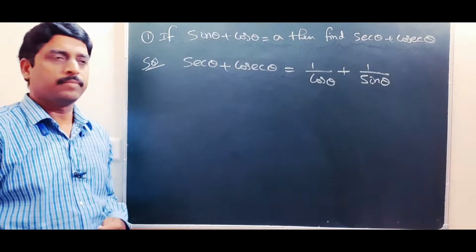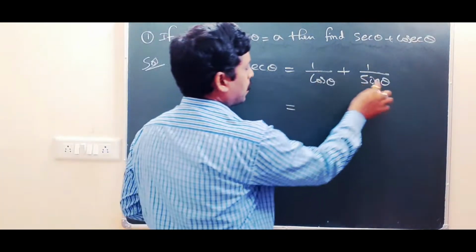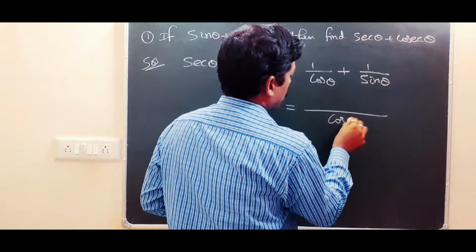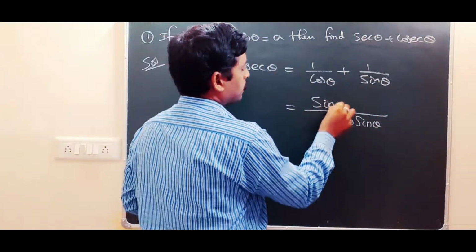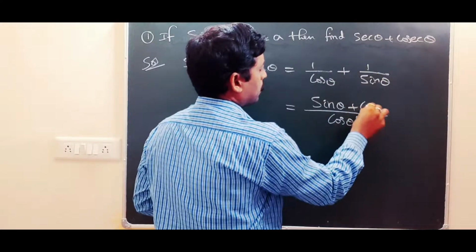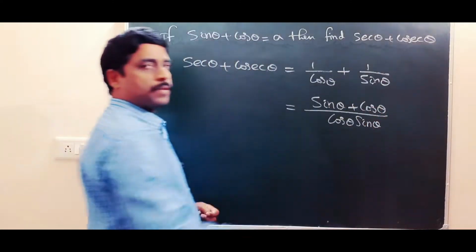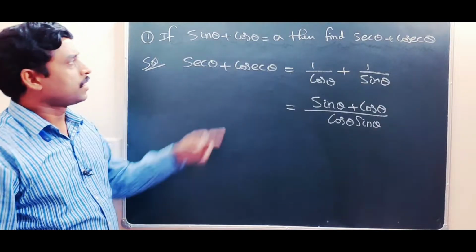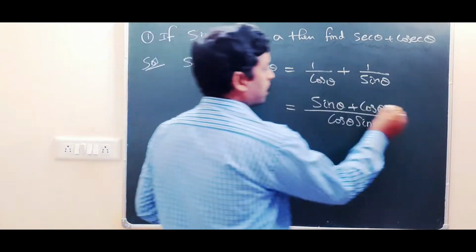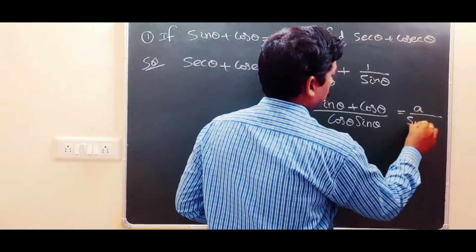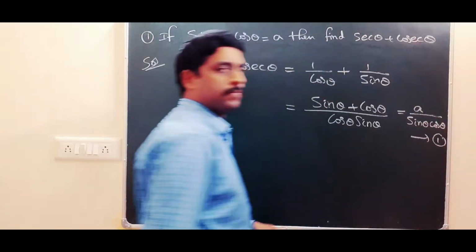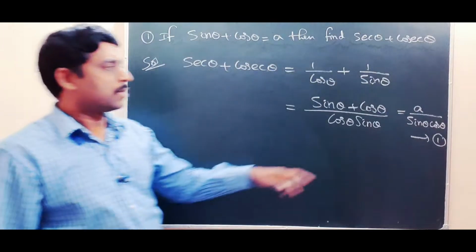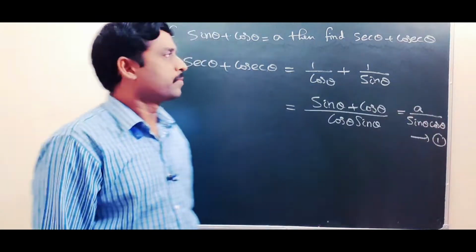Okay, let us do LCM. So what is the LCM? Cos theta into sin theta. It will be sin theta into 1 sin theta plus cos theta into 1 cos theta. Sin theta plus cos theta value is given in the statement. So the value is A by sin theta into cos theta. So let us take equation 1. Our target is sin theta into cos theta.